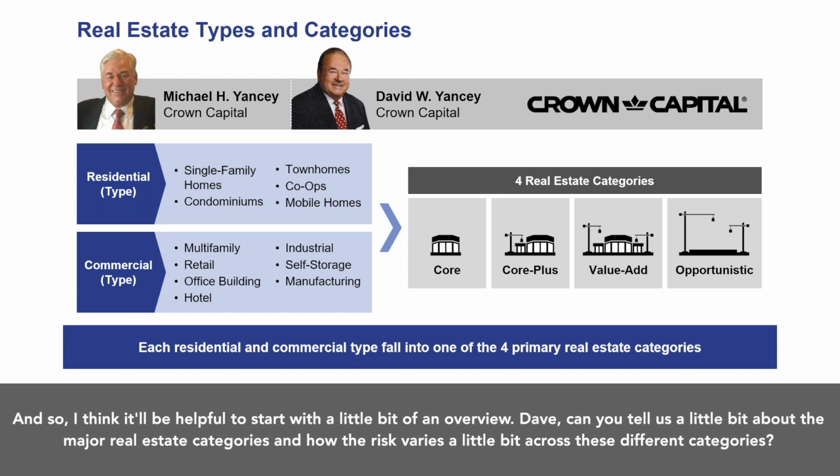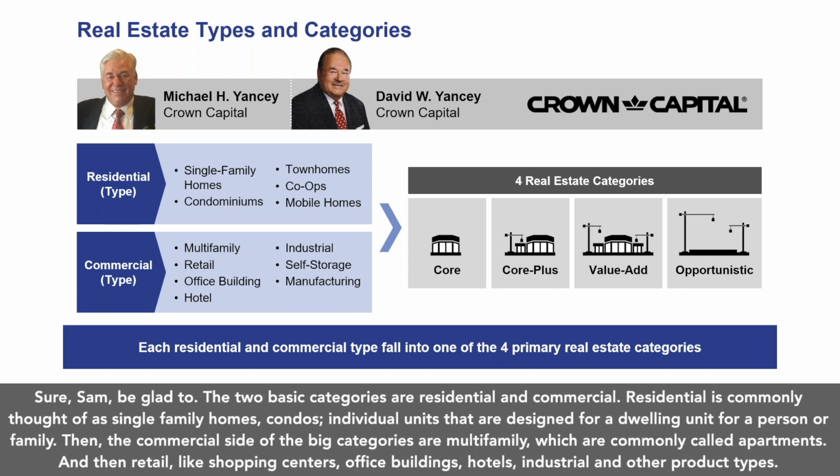Dave, can you tell us a little bit about the major real estate categories and how the risk varies a little bit across these different categories? Sure, Sam, be glad to. The two basic categories are residential and commercial. Residential is commonly thought of as single family homes, condos, individual units that are designed for a dwelling unit for a person or family.